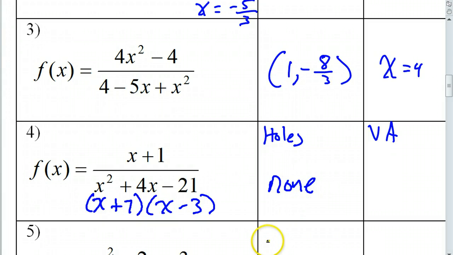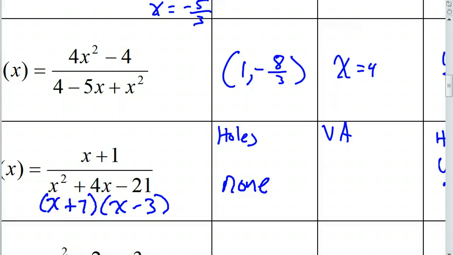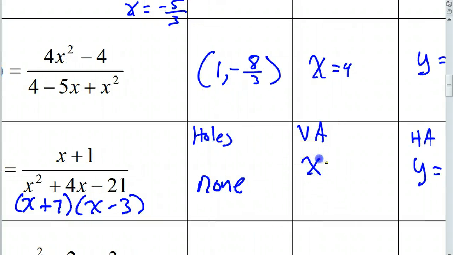None. So that means both of these factors are going to give me a vertical asymptote, correct? Yes. So what are my vertical asymptotes? X equals negative 7. X equals positive 3. Make sure you say the x equals part. If you just say vertical asymptote, negative 7, you're losing a point.